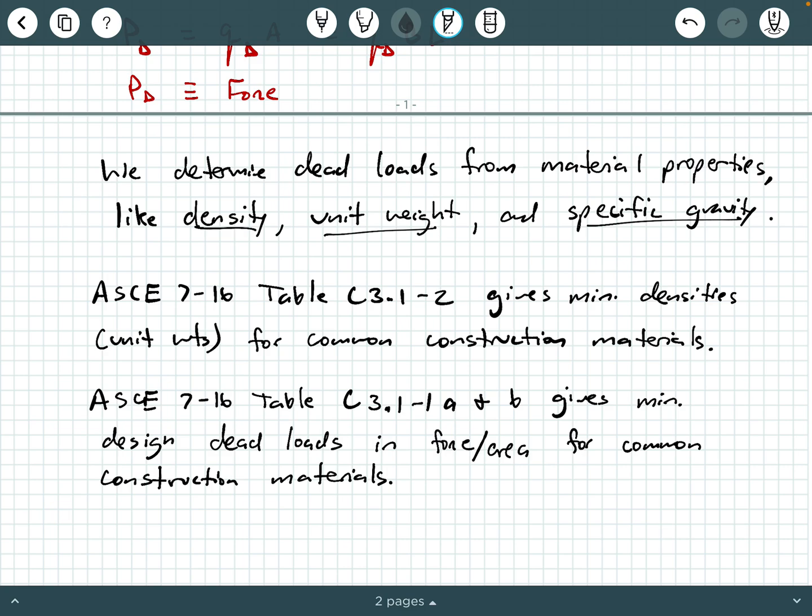Now, you can use either table depending on what you're dealing with. Depending on the type of construction material you are working with, you may end up using a density or unit weight term, or you may end up using the minimum design dead load in force per area, okay? So it just depends on your specific situation. So this concludes this video on just the background of dead load specifically.